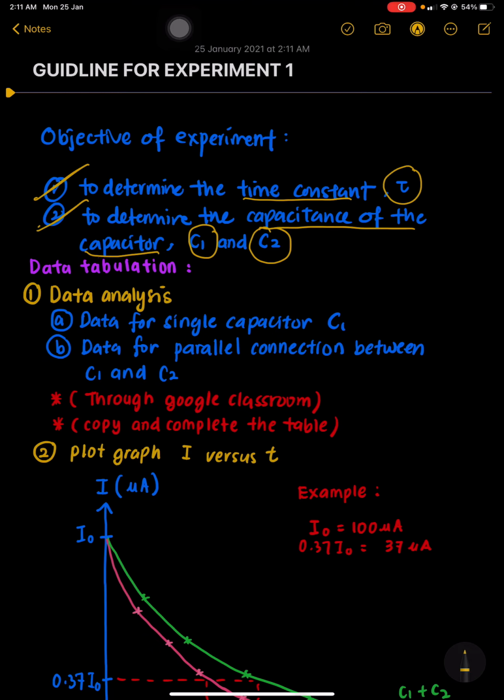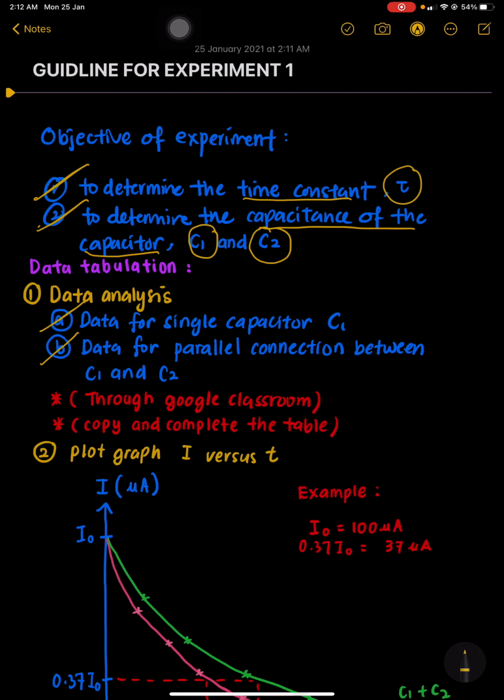Continue with the data tabulation. For data analysis, please copy back the data given on your Google Classroom. You have two tables. The first is data for a single capacitor C1, and the other is data for the parallel connection between C1 and C2. Copy and complete those tables.